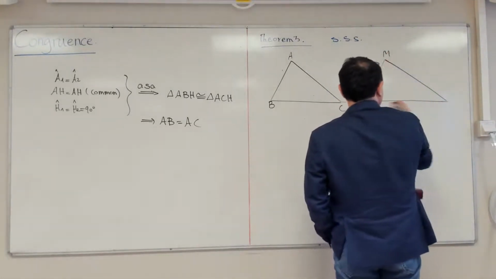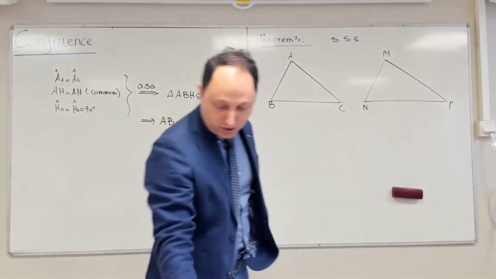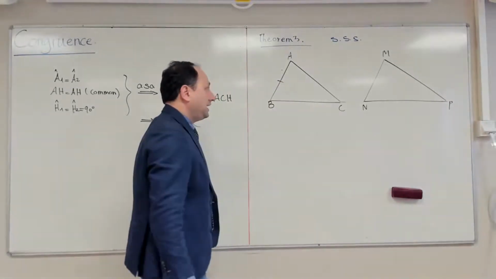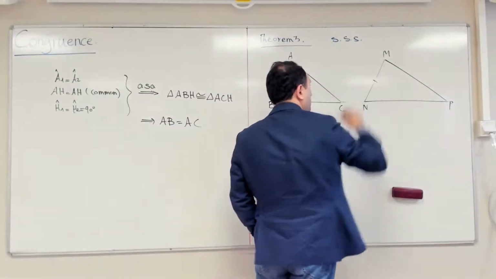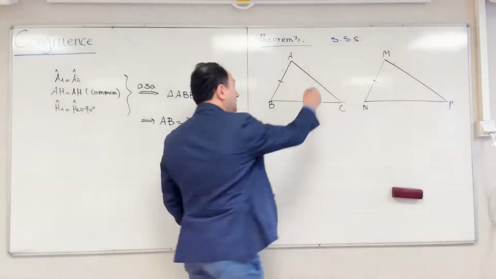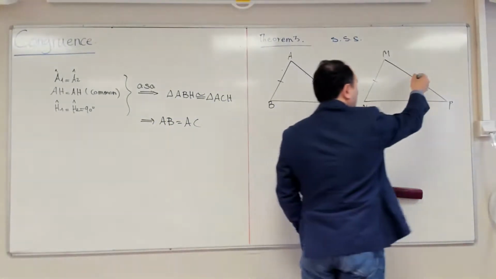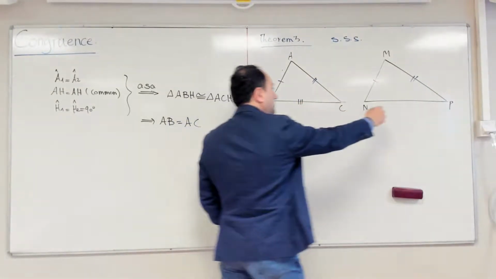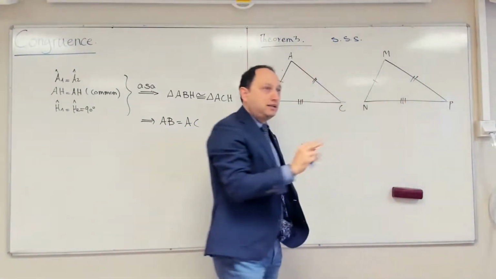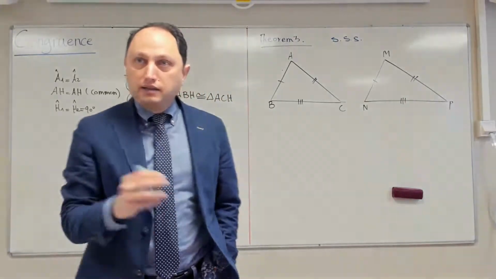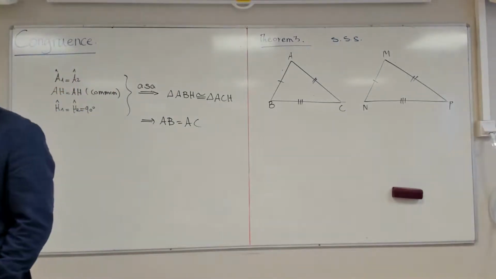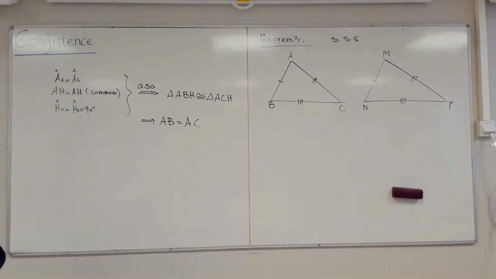M, N and P. So now, what pieces of information do I provide for you? I tell you that I measured side AB. It is equal in size to side MN. And I tell you that the side AC, I measured it. It is exactly equal to MP. And then I measured this one. This is equal to this one. I didn't have any protractor to measure the angles. I just had a ruler and I was able to measure the size of the sides. That's it. And then I see that they're equal.